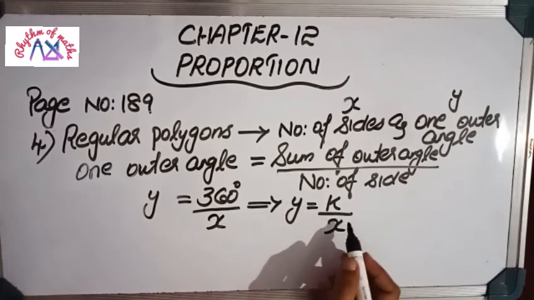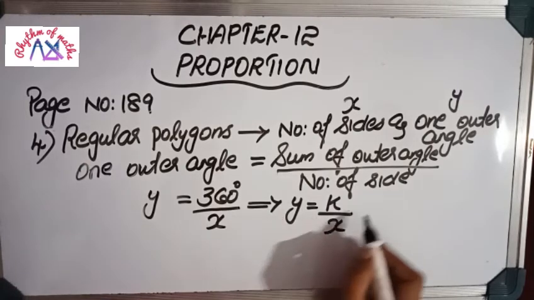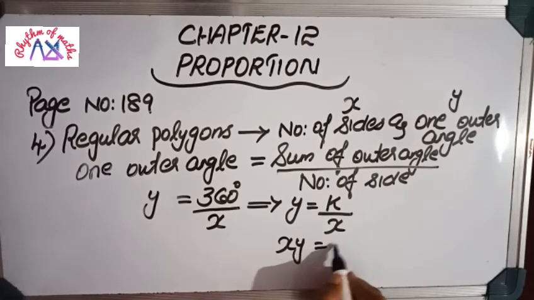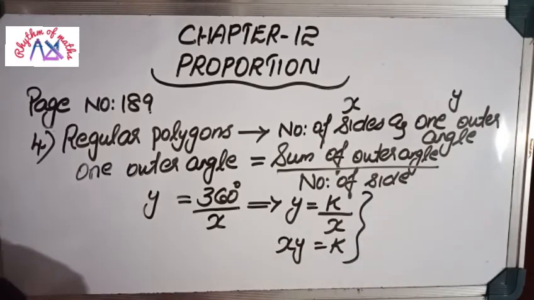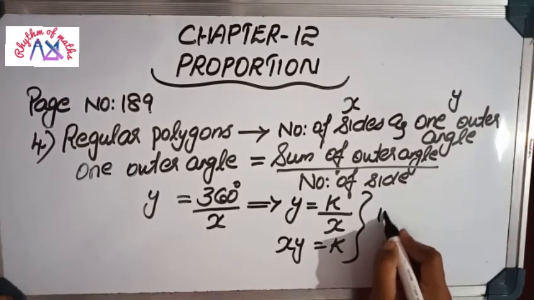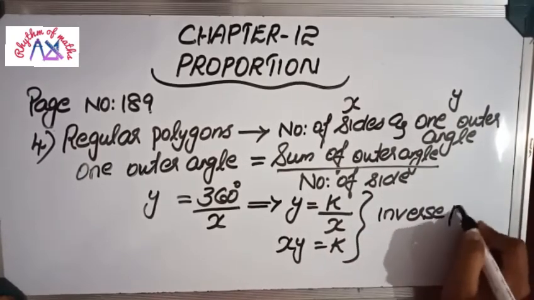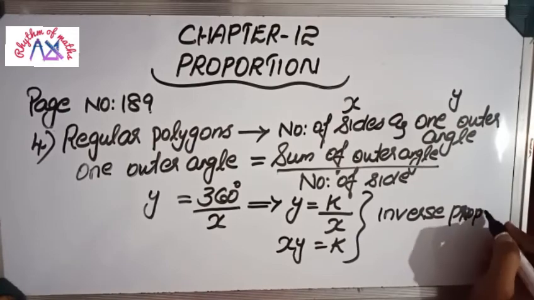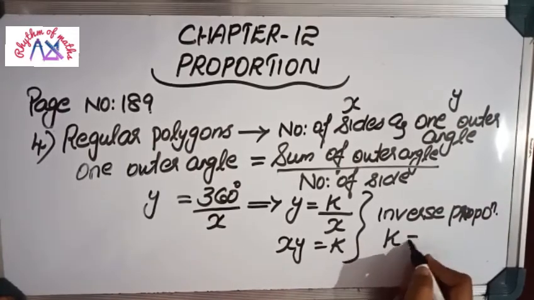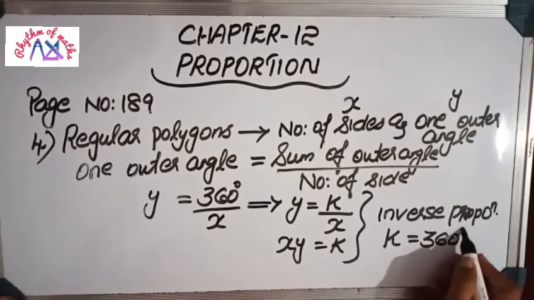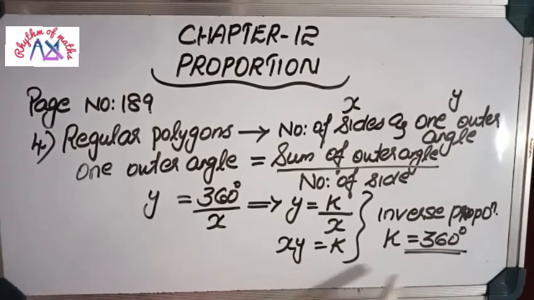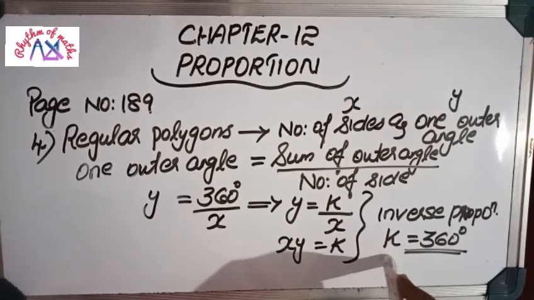That means inverse. If we take x to this side, xy equals k; both are correct. So y equals k by x or xy equals k means this is in inverse proportion, because x into y equals k. The number of sides and one outer angle are in inverse proportion. The constant of proportionality k is 360 degrees, a fixed number. So this is the fourth one's answer.